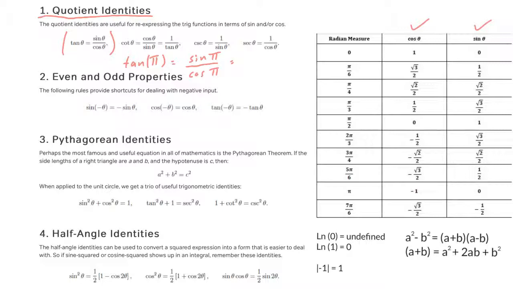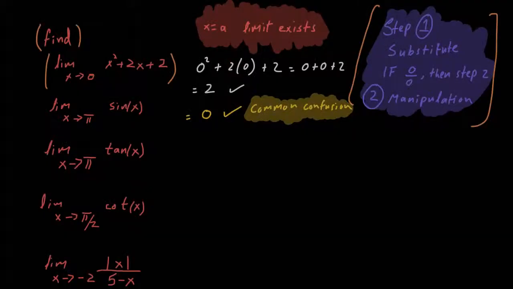Sine of pi we can see from the graph is 0 and cos of pi is -1. So 0 divided by -1. So we got 0 divided by -1, which is simply 0. Anything divided by 0 is 0.